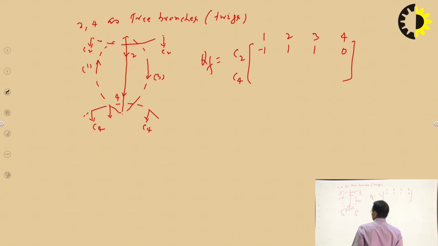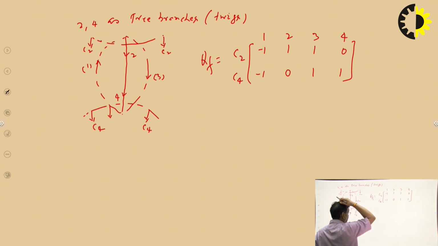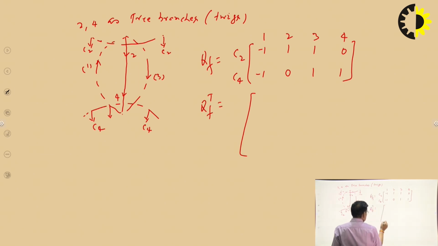In C4, 1, 4 and 3. So for 1 and 4, 1 is just opposite. So this is -1 and this is 0, this is 1 and 1. So this is QF. Once you have written the QF, then we can take the QF transpose. So QF transpose is -1, 1, 1, 0, then -1, 0, 1, 1.